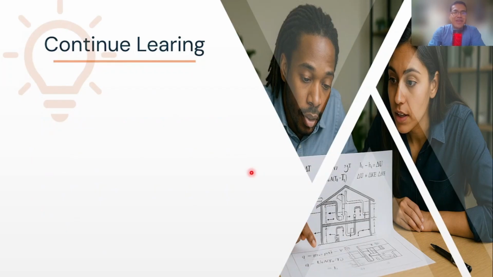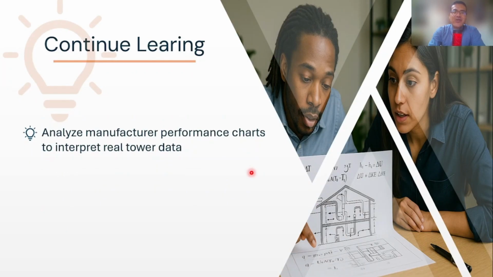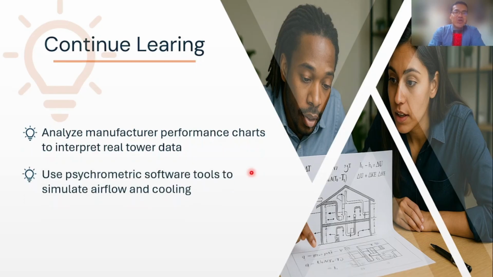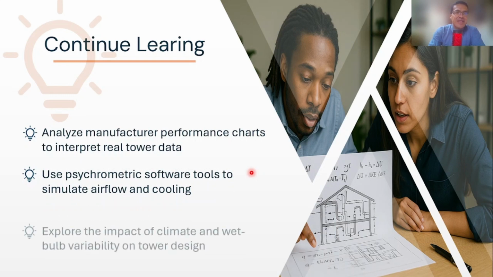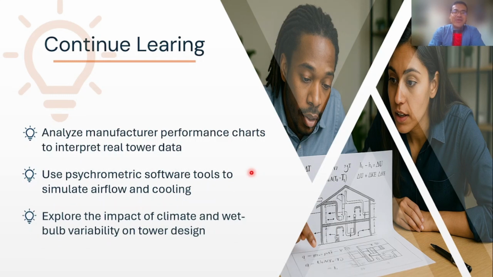Well, I invite you to go deeper and continue learning. You can study real cooling towers, specs, and charts from vendors. They are essential tools for real-world design. Practice using psychrometric software to simulate changes in airflow, humidity, and tower geometry. And consider how local weather, especially wet bulb variability, impacts tower selection and performance across different regions.